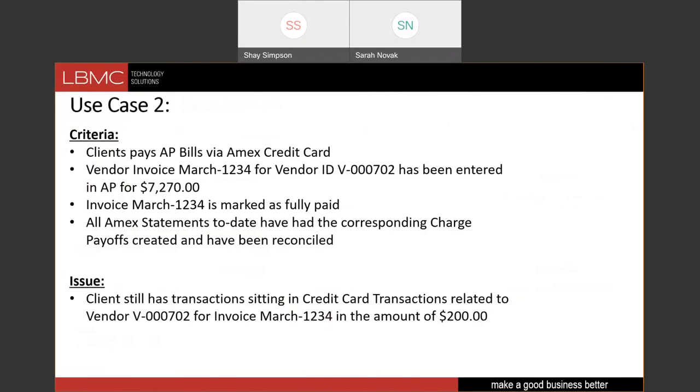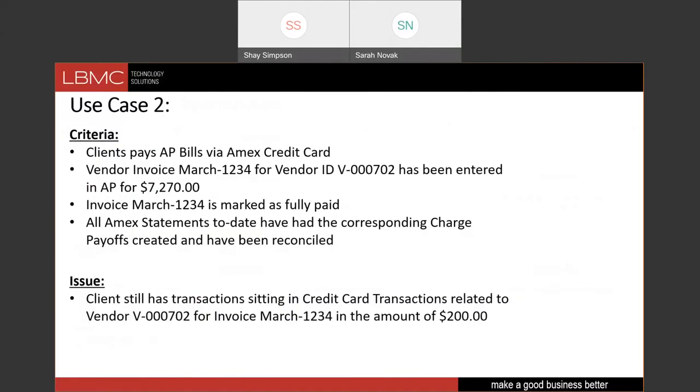Up to this point, they were using charge payoff. All their Amex statements to date had corresponding charge payoffs each month created and reconciled. So just like we walked through before, the charge payoff process, each month, that's exactly what they were doing. The issue was that when they looked at their credit card transactions in cash management, they still had a transaction sitting out there that was related to this vendor, 702, for invoice March 1234 in the amount of $200.